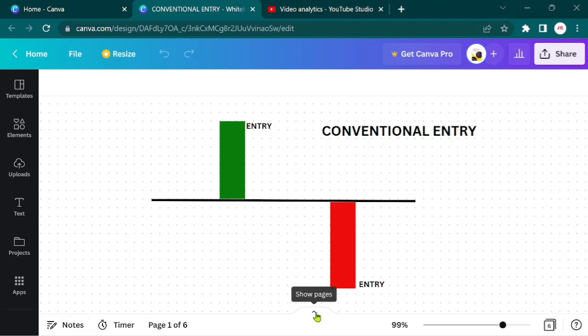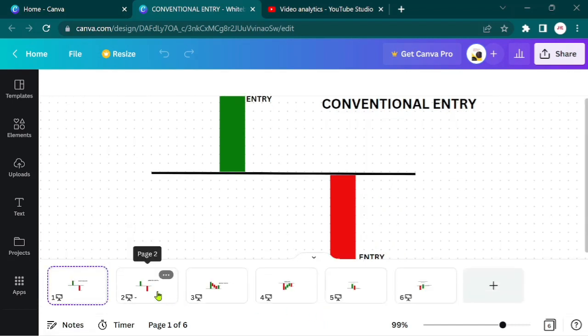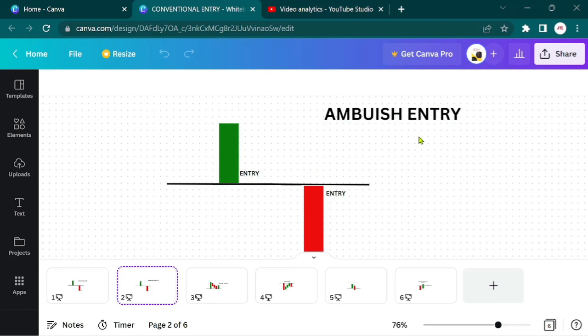Okay, clear? Now we can go to the next type, ambush entry. Ambush entry means there is a breakout. Immediately when the candle is crossing the line, an ambush entry trader enters. What is the advantage of this type of trading, or what is the disadvantage of this type of entering? This is what we have to discuss.